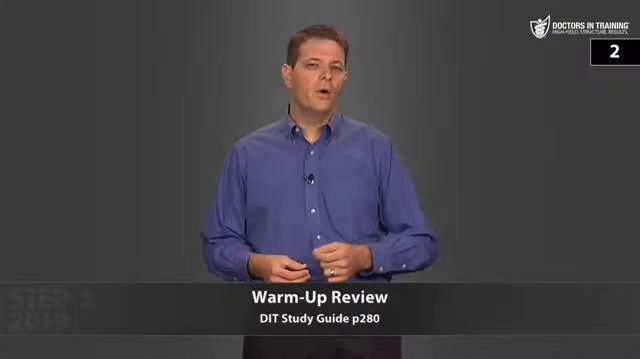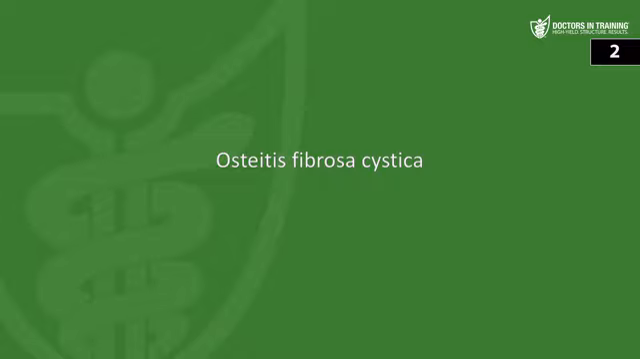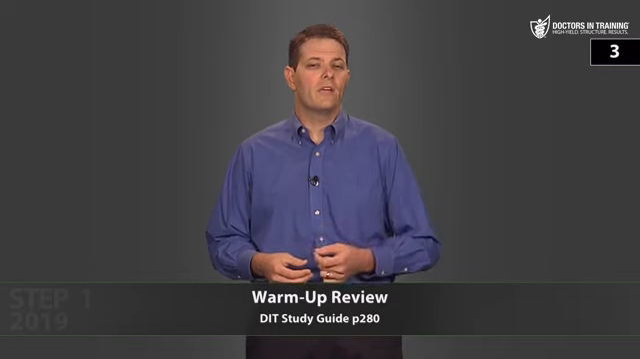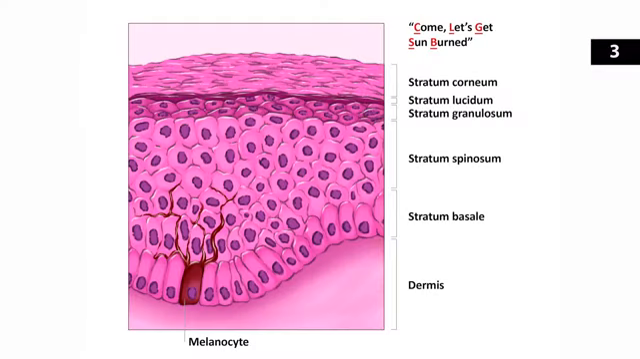Next, what bone disorder results from excess PTH, or parathyroid hormone? Well, it's osteitis fibrosa cystica, which is also sometimes called von Recklinghausen disease of bone. And the last question, what are the layers of the epidermis? So the mnemonic for this was "come, let's get sunburned," for stratum corneum, stratum lucidum, stratum granulosum, stratum spinosum, and then stratum basale. And then below the epidermis, you have the dermis.